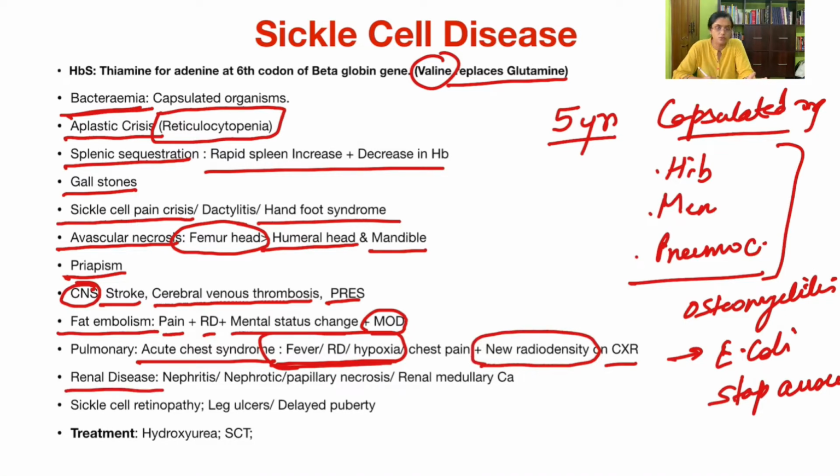Renal disease is also common in these patients. It can present in a variety of forms, nephrotic as well as nephritic. And one carcinoma that you can remember is renal medullary carcinoma. These patients are prone to develop renal medullary carcinoma. Apart from that, even eyes could be involved in the form of sickle cell retinopathy. Leg ulcers could be there. There could be delayed puberty. The treatment, apart from the regular blood transfusion, is adding hydroxyurea, and the final treatment is stem cell transplantation.